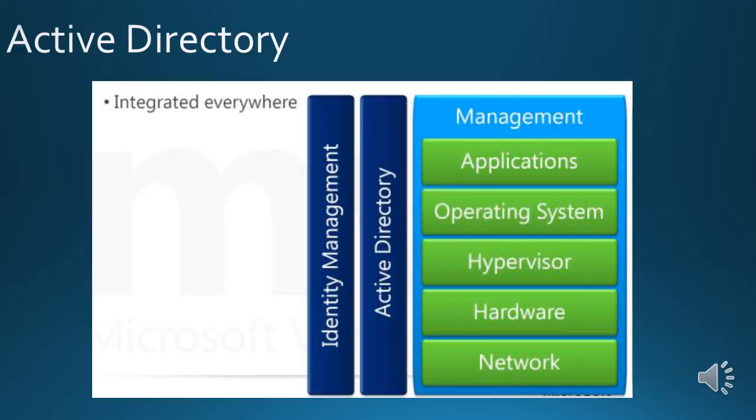Let's look a little more closely into why Active Directory is such a critical component. The primary reason we use Active Directory is that it's integrated everywhere. It provides us our identity management, our physical management layer, and covers applications, the operating system, the hypervisor, the hardware, and the network. And these translate to Microsoft products with System Center, our primary server applications, Windows Server and Windows Client, Hyper-V virtualization, our servers and personal computers, and of course our network.